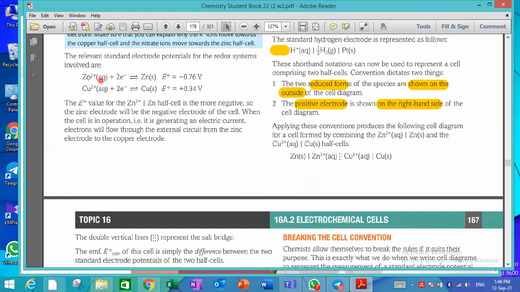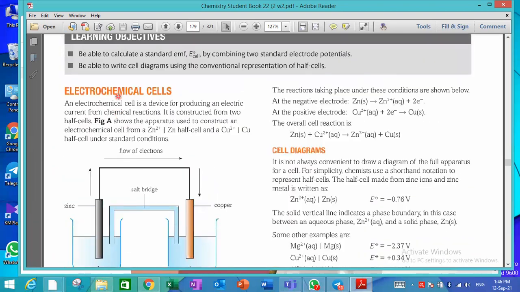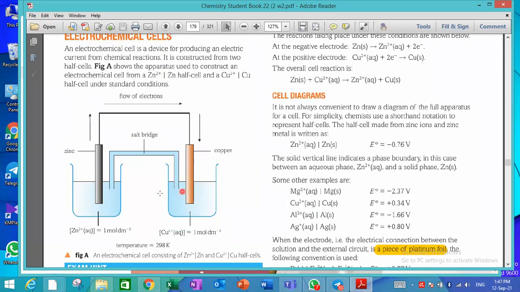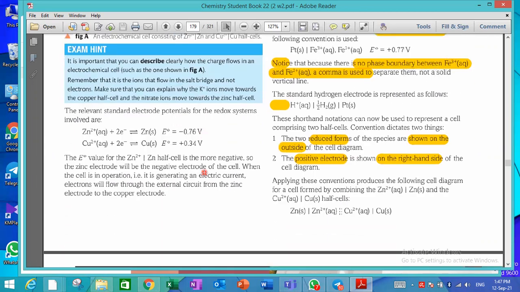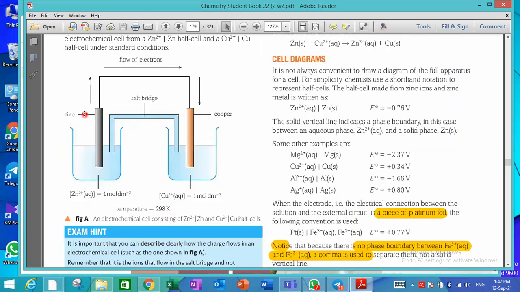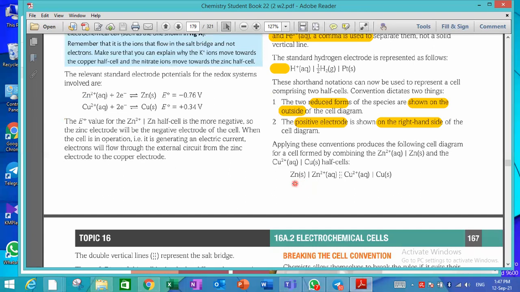Now, what happens if we want to write the cell diagram for an electromotive cell or electrochemical cell? It means two different metals are placed in their solutions. We have two different half cell electrodes. So how are we going to write them? We know that zinc is the electrode that releases electrons, and we call this the E left. We call this the left half cell. So usually the electrode that is going to release electrons is going to be written first.